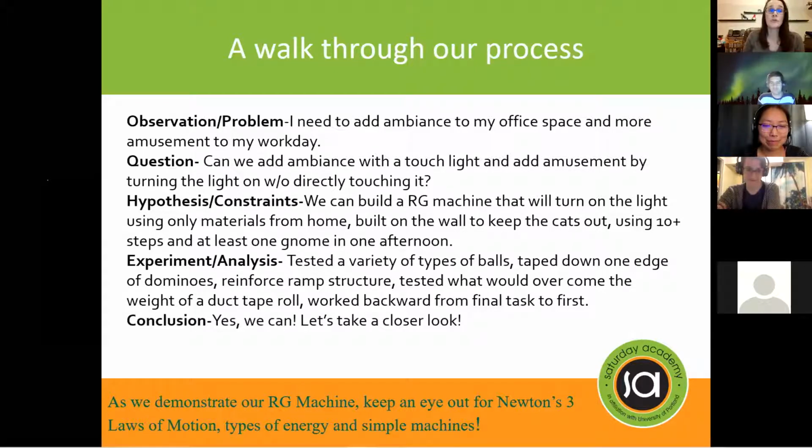So our conclusion was, yes, we can make this work. And in a minute here, we're going to take a closer look.